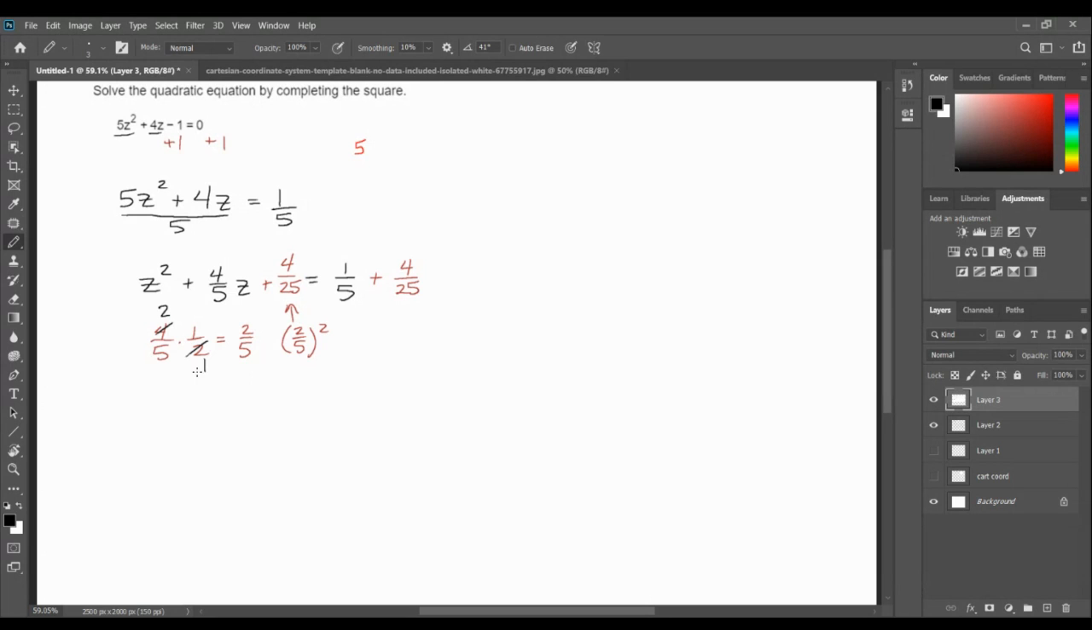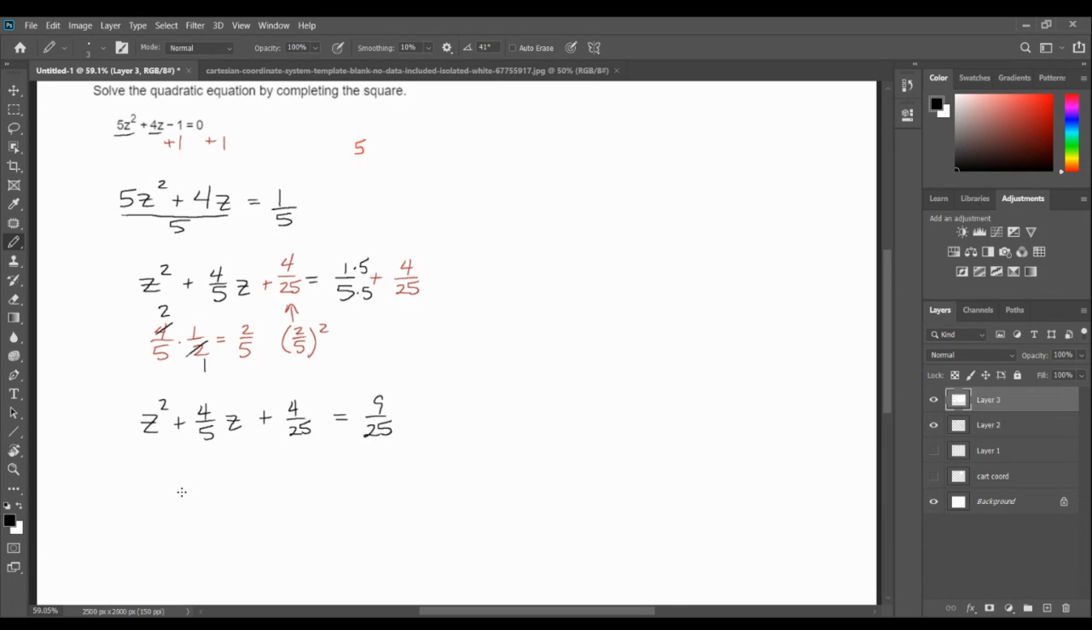So now we have z squared plus 4/5 z plus 4/25. And over here, to get a common denominator, which would be 25, I'd multiply top and bottom by 5. So I've got 5/25 plus 4/25. That's 9/25. And you can see we're at the same spot we were before.